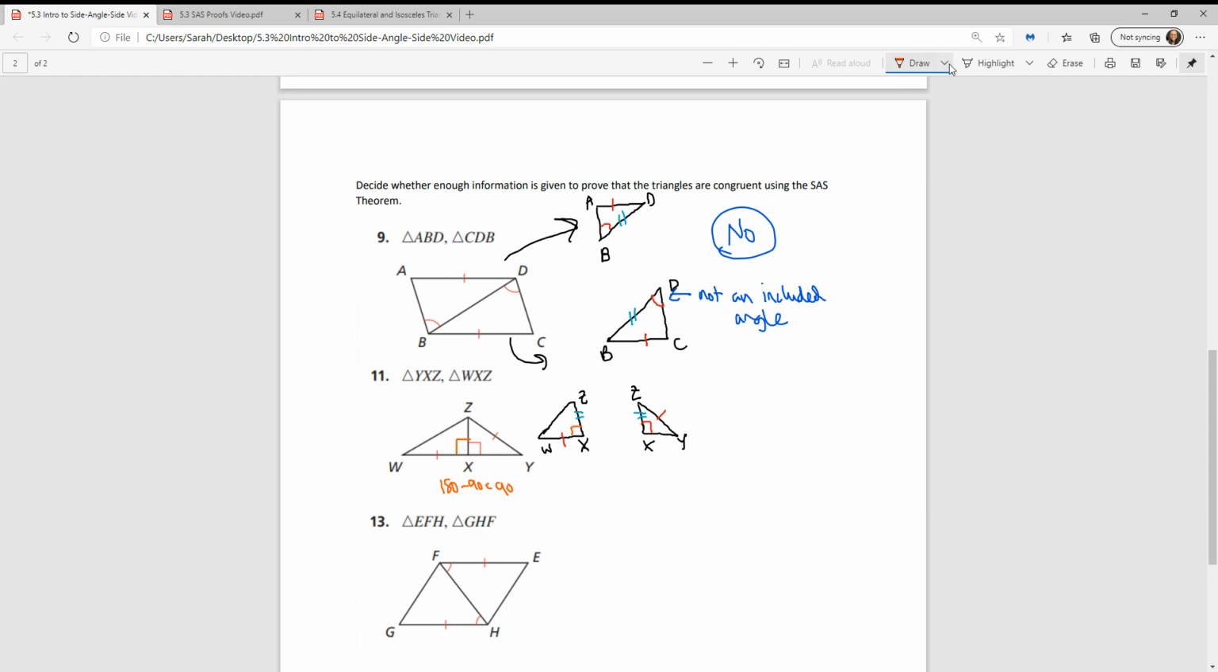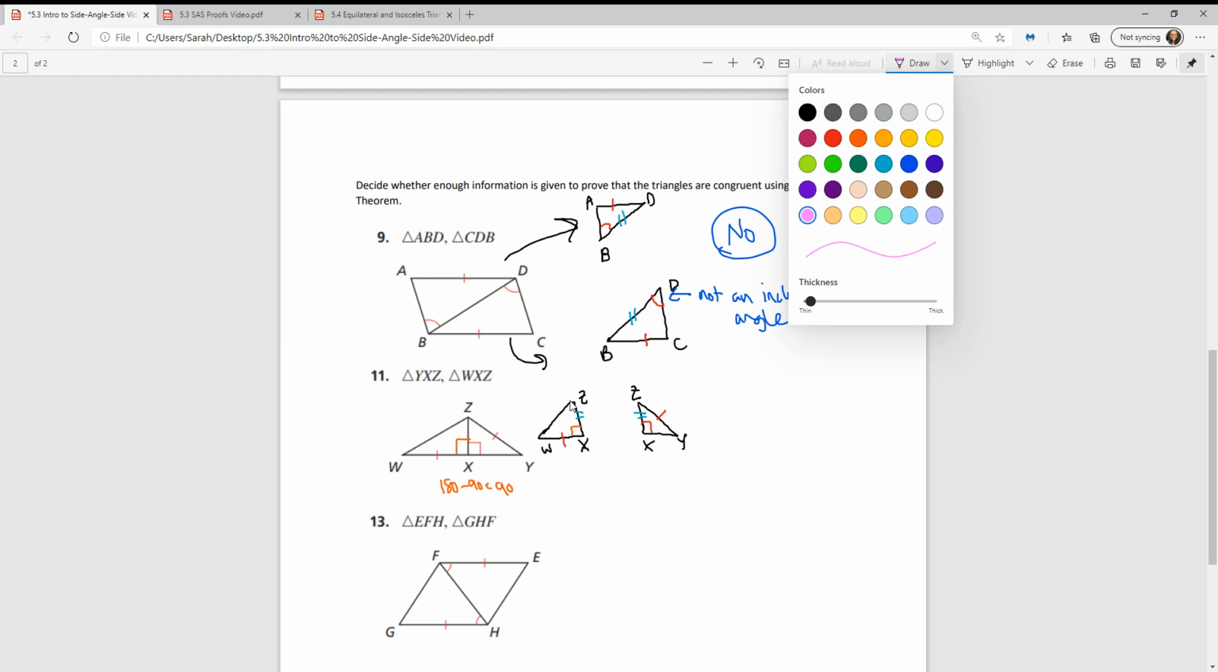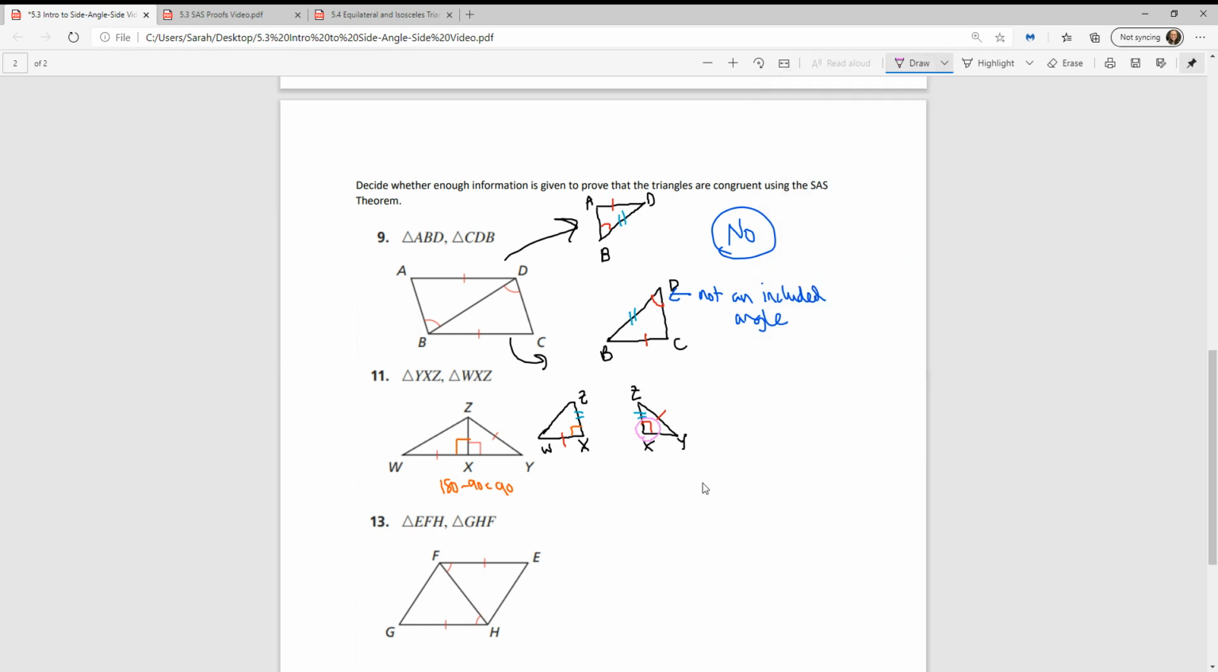So now let's carefully look, can we use side angle side? It looks okay with triangle WXZ because I have my two sides that are congruent to the sides in the other triangle, and angle X here is a congruent angle, or a 90-degree angle, and it's the included angle. However, in the other triangle, this is not the included angle. The included angle would be the angle up at Z there. So this one is no, because not the included angle. Similar rationale to the first one of those we did.